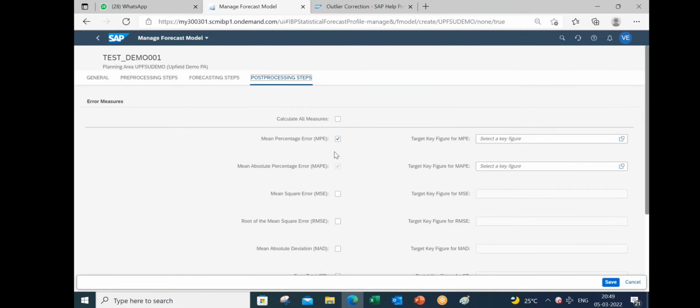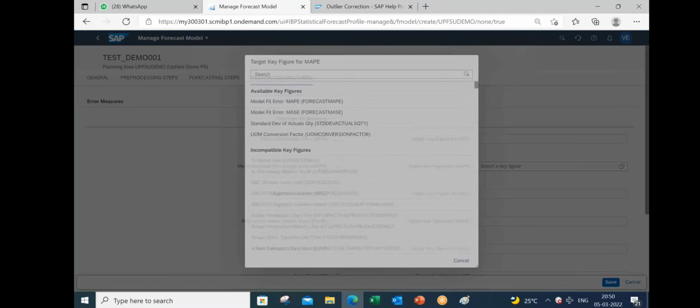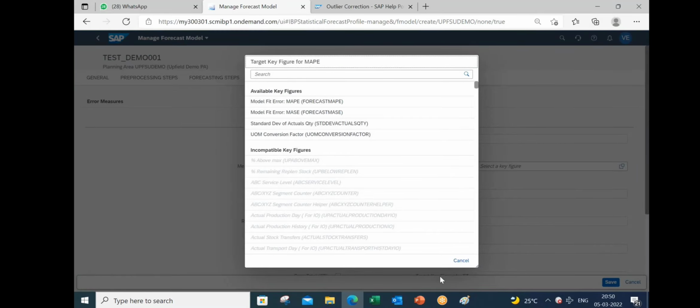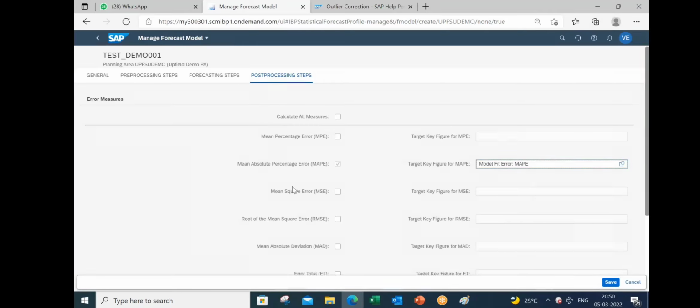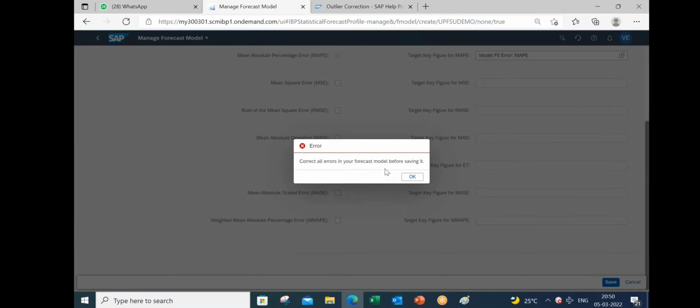Okay. In post-processing steps, you can select what all errors you want to calculate. I want to calculate only MAPE. If your company is interested in other errors, you can just tick them. If you want to see the errors also in the planning book or somewhere, you can assign key figures, if you have the key figures created. Since we copied our standard planning area, there are some key figures like MAPE. So if I give this key figure, my error will get stored in this key figure and I can see this. Okay. So now I can save my forecast profile.